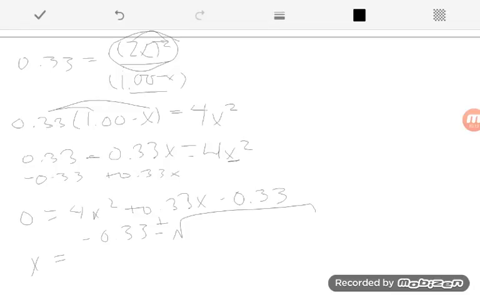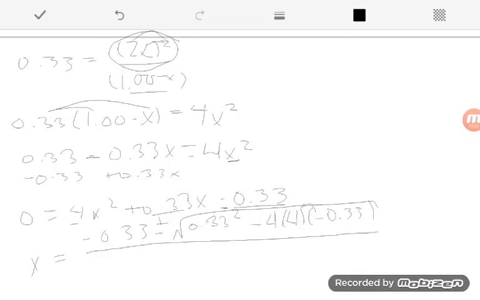All right, square root of b squared, so that's going to be 0.33 squared, minus 4ac, so 4, and then a is 4, right? We have a, b, and c here. And c is negative 0.33. Don't forget about these negatives. They'll get you every time. So that whole thing's under the square root, and that's over 2a. So 2 times a, which is 4.